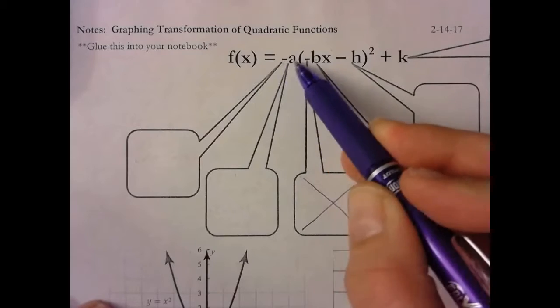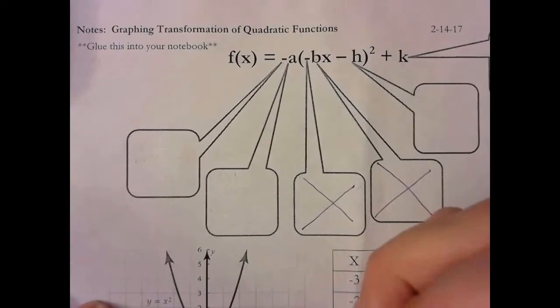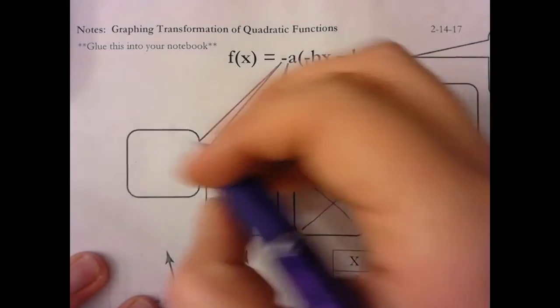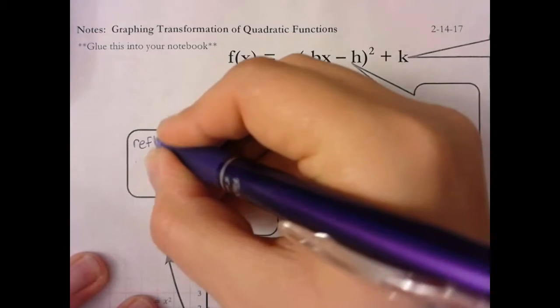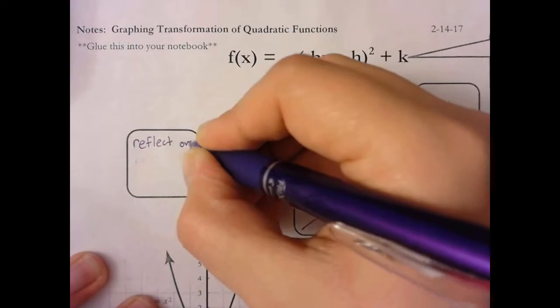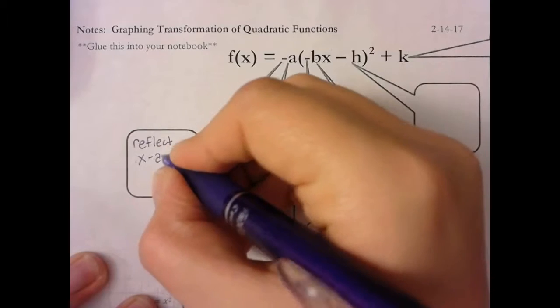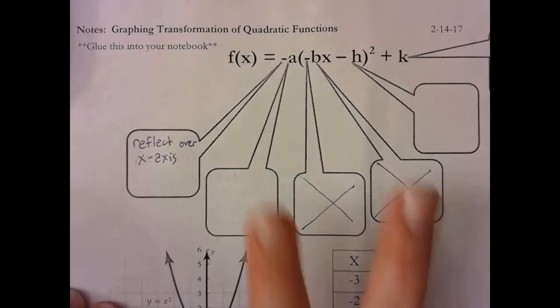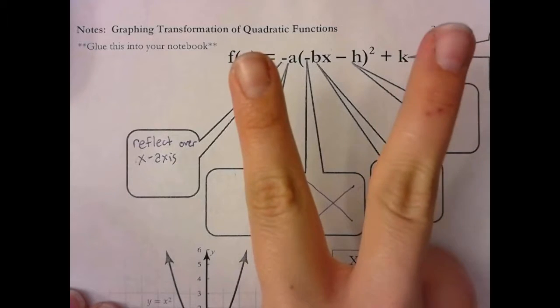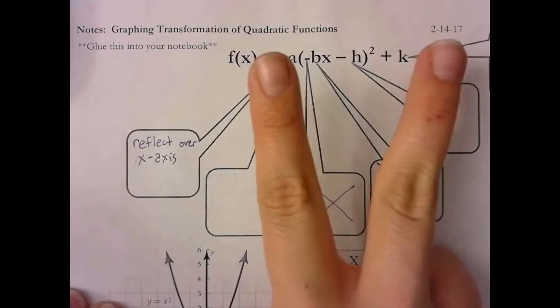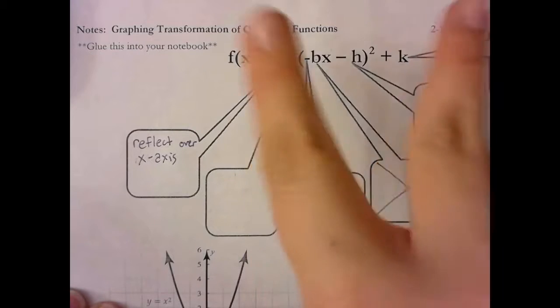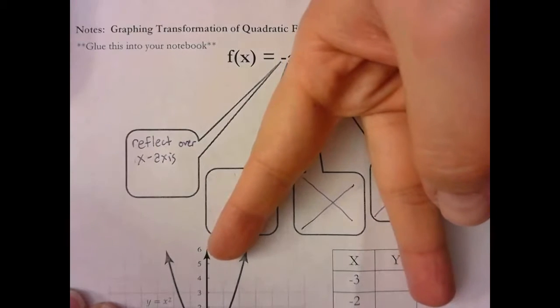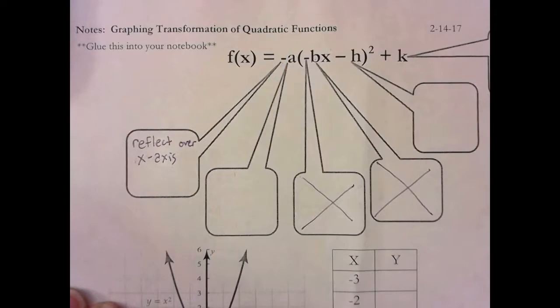If you have a negative number in front of your x, that's going to reflect it across the x-axis. In other words, if your graph looks like this, I know, super fancy, right? If you put a negative in front of that x, it's going to make it look like this. So I'm going to put it upside down.